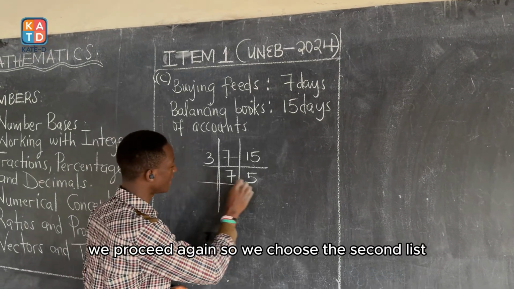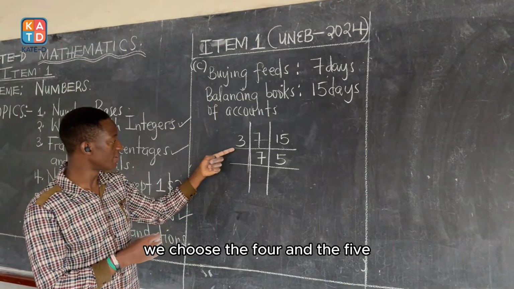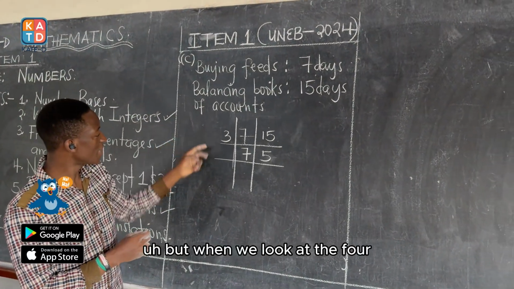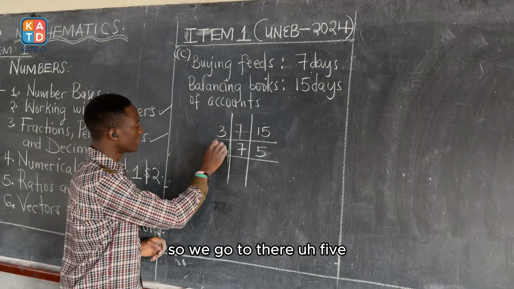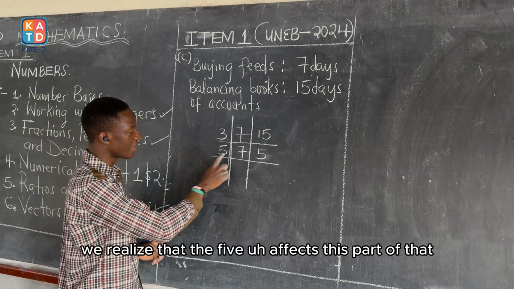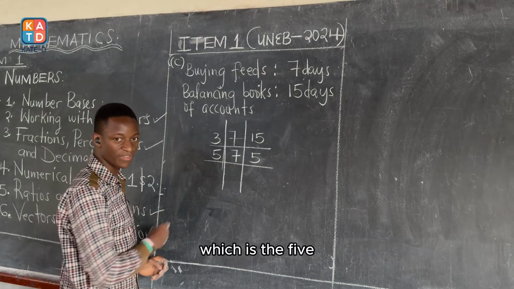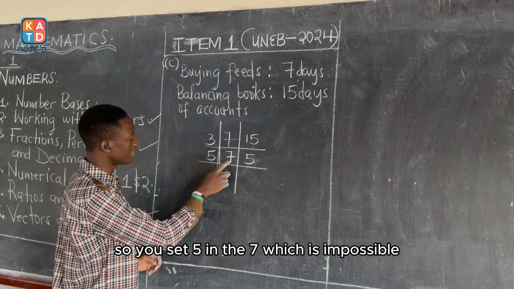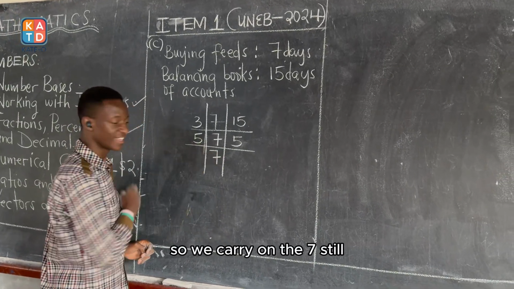We proceed again. So we choose the second list. We choose a 4 and a 5. But when we look at a 4, it can't divide either of these two. So we go to the 5. We realize that the 5 divides this value there, which is still 5. So we say 5 in the 7, it is impossible. So we carry on the 7 still.